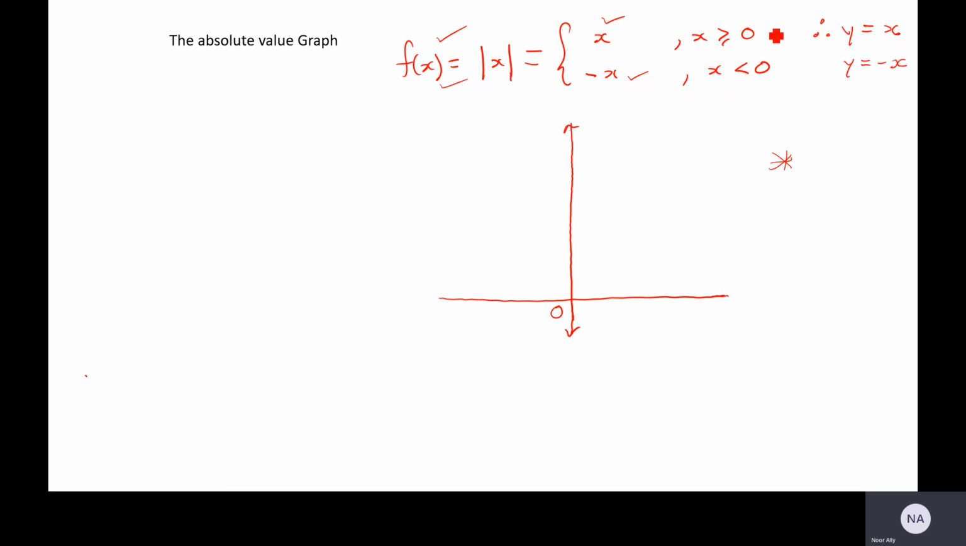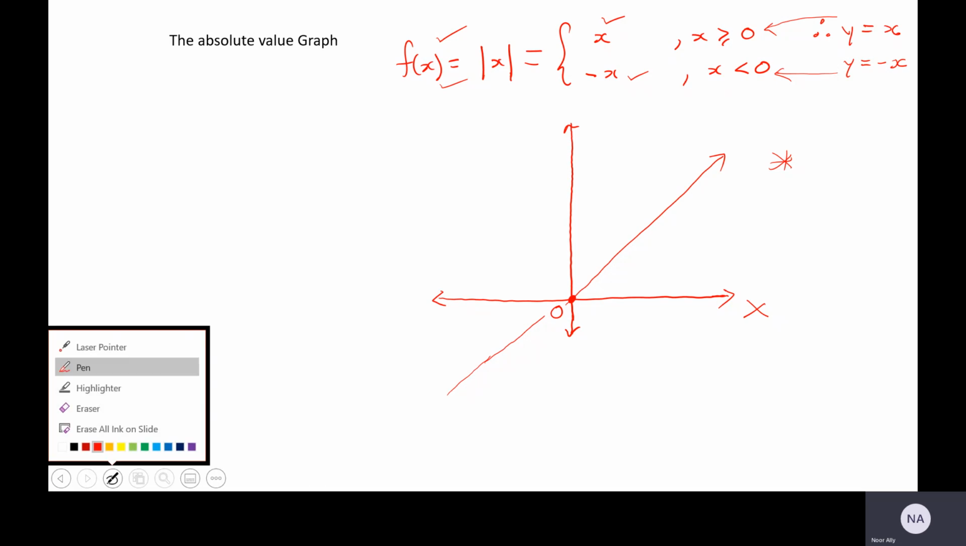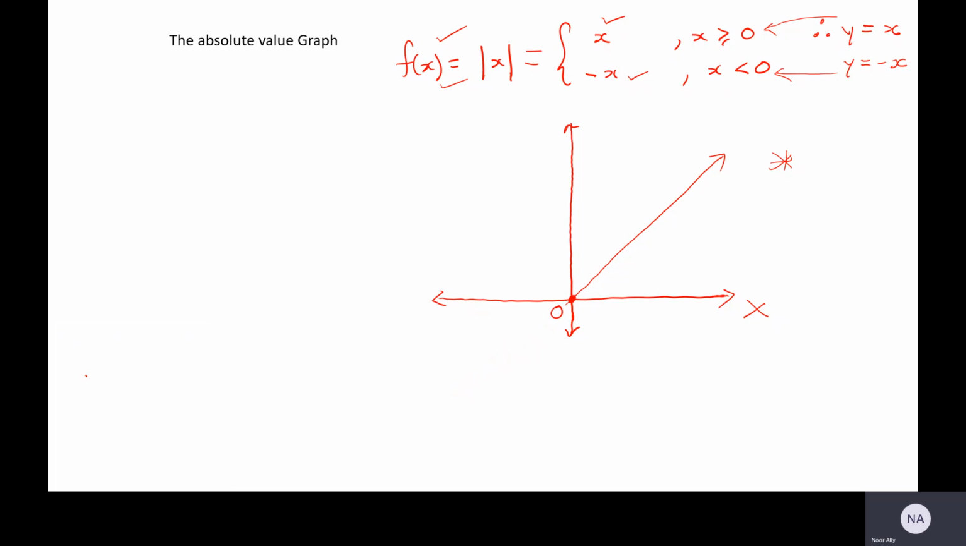So in other words, I draw the line y equal to x when x is greater than 0, and the line y equal to minus x when x is less than 0. What does the line y equal to x mean? The line y equal to x is that straight line having an angle of 45 degrees. That's the line y equal to x. However, I must only see it from here to the right on the positive x values. So I'm going to have to erase this part there.